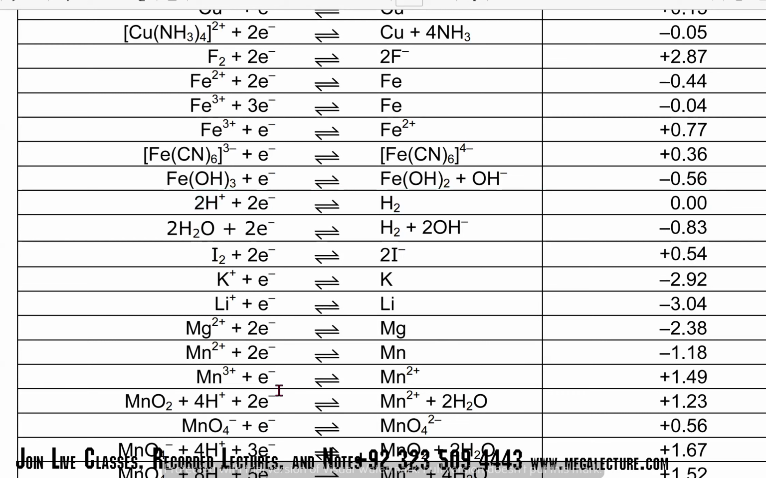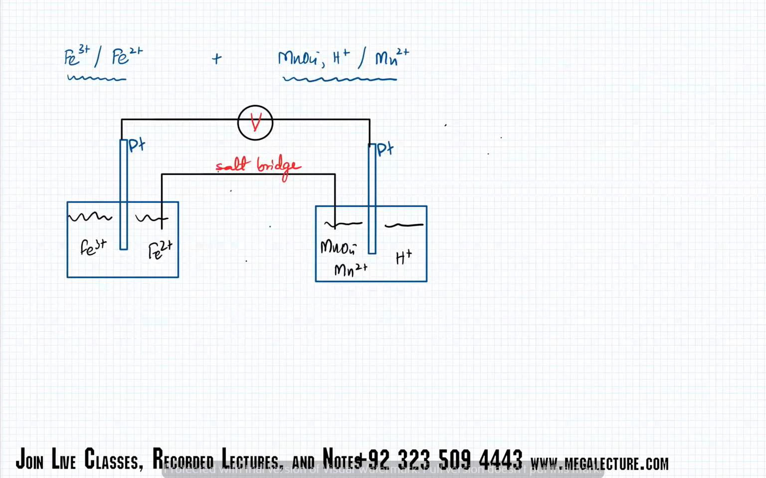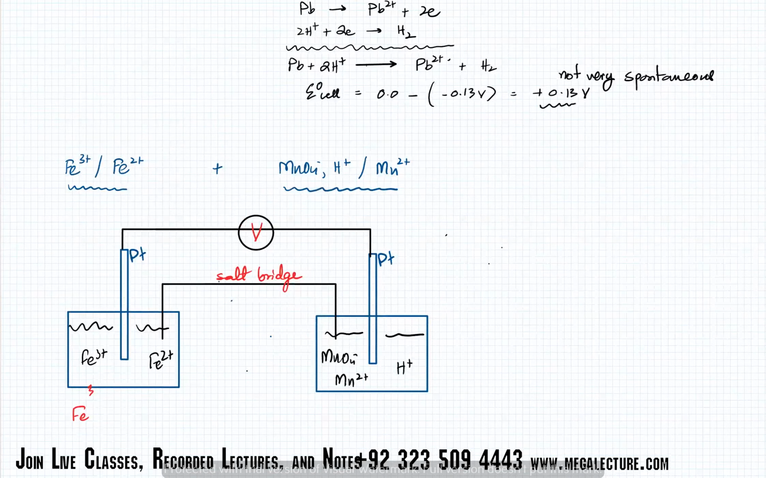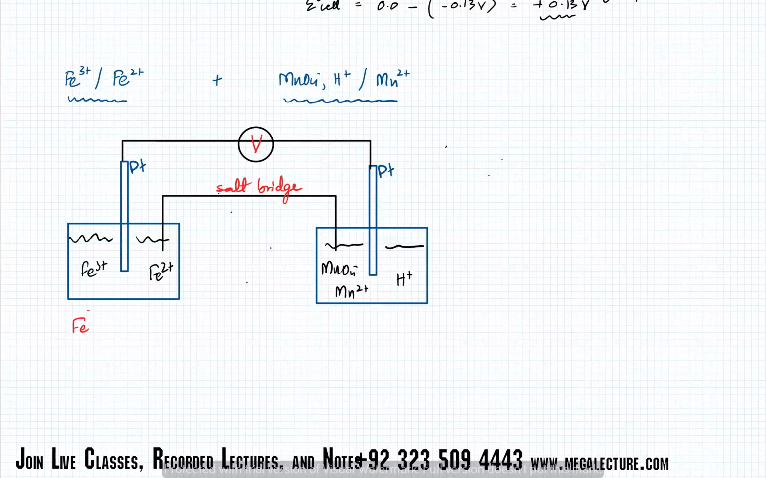So Fe3+, Fe2+. Where's the reaction? It's this one. We already know the potential is 0.77 volts. Let me write down the equation: Fe3+. And this one has the higher potential. What's the other one? The MnO4-, Mn2+ electrode.